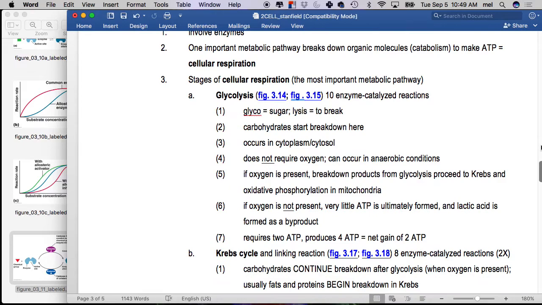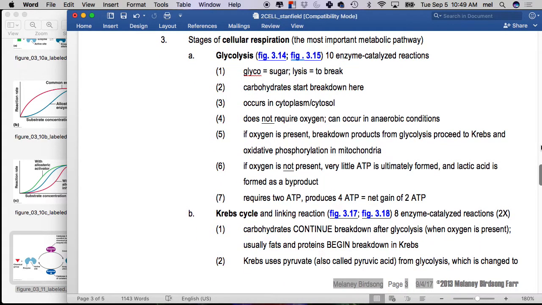Okay, so we're going to talk about stages of cellular respiration. And so you're going to have to learn cellular respiration, but you're going to have to learn it as applied to human physiology, okay? So I'm going to try to make you care.